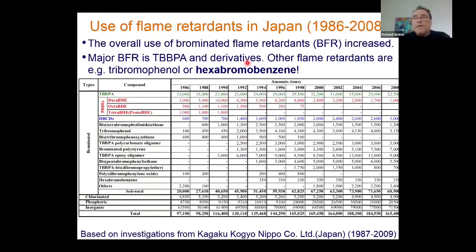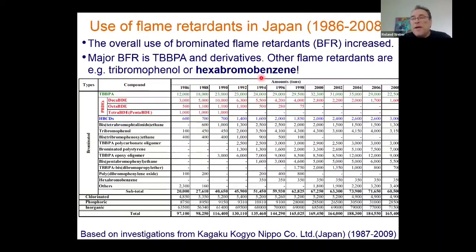But other brominated flame retardants are increasingly used. So again, here the data of Japan, where you can later on, when you have the presentation, see more detail. But there you see that overall the brominated flame retardants have increased also from 2000 up to 2010. And the main use is tetrabromobisphenol A and the derivatives, which are strong endocrine disrupting chemicals, and also other flame retardants like tribromophenols, which is an endocrine disruptor, and even hexabromobenzene.